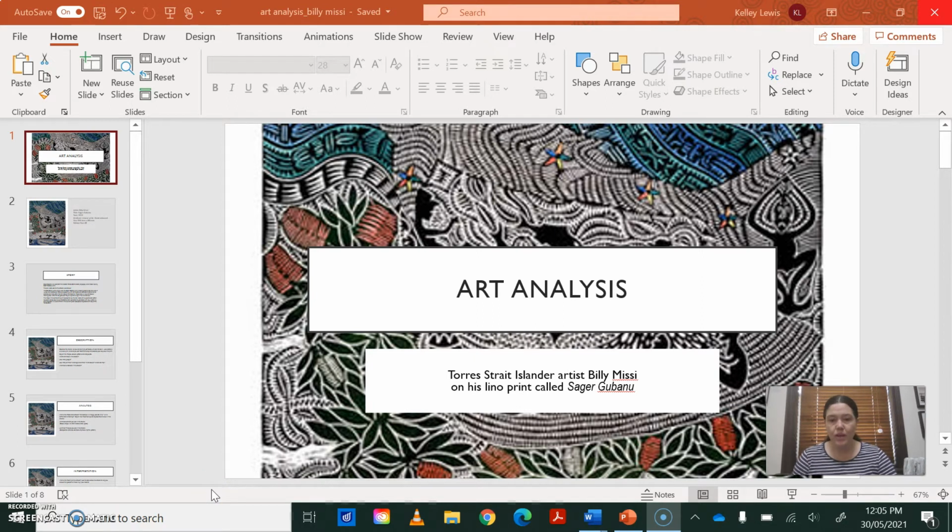Hi, today we're going to look at an art analysis that we do in Year 7 in the Pattern and Printmaking unit. We're going to be doing an art analysis on the Torres Strait Islander artist Billy Missi and his lino print called Sager Gubanu.